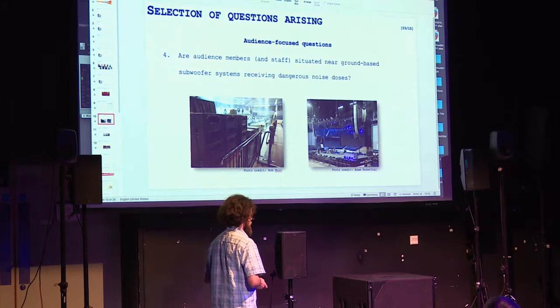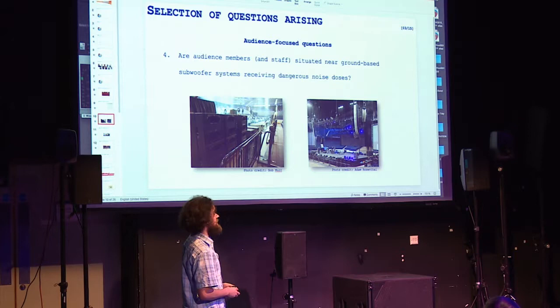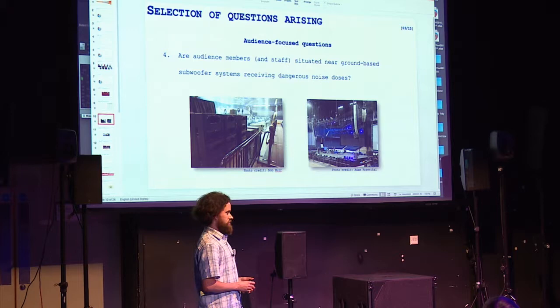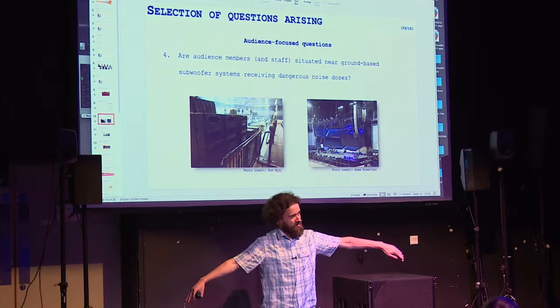Building on that, and this has really been my big point going through this work, is the question of, are audience members and staff situated near ground-based subwoofer systems receiving dangerous noise doses? I've been designing these systems since I was a teenager, and since we started using line arrays, it seems to be the way to go for most systems. Put a line of subwoofers on the ground, you'll have the subs here, crowd barrier about here, and then a sea of people in front of that.